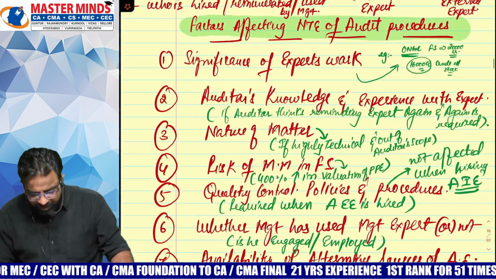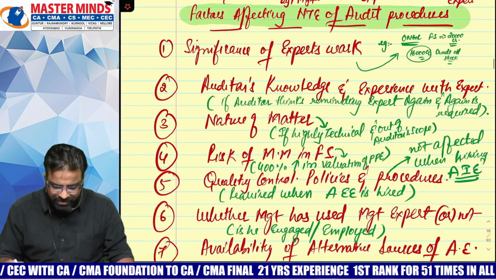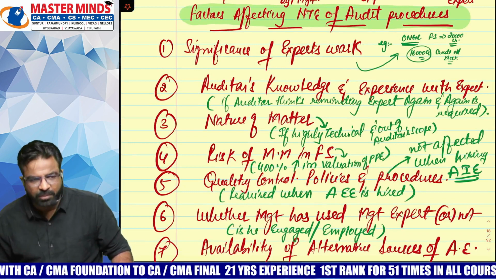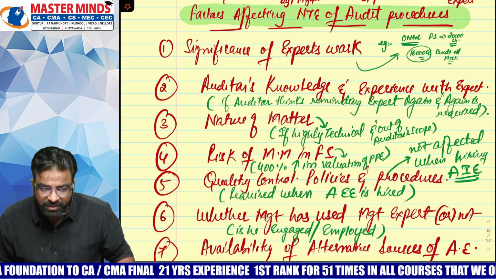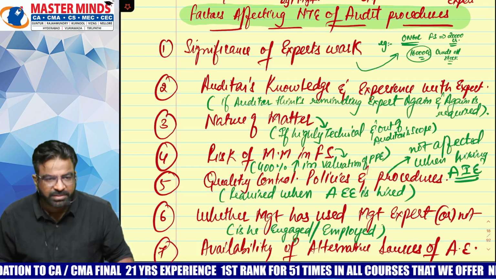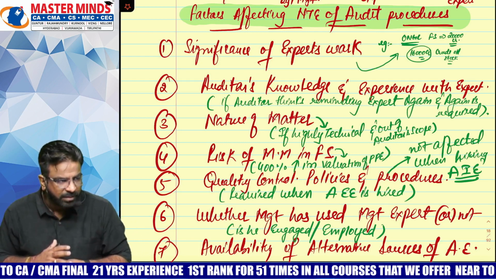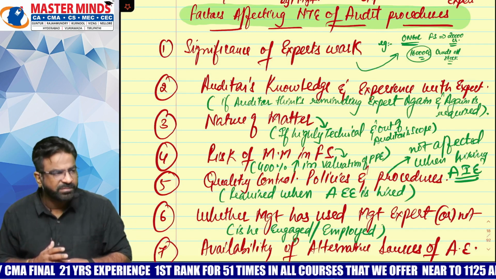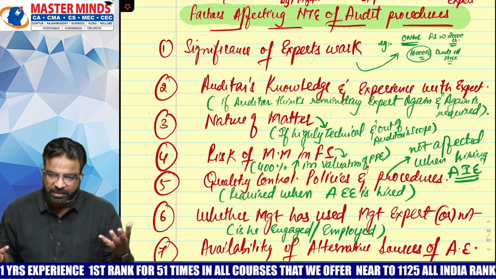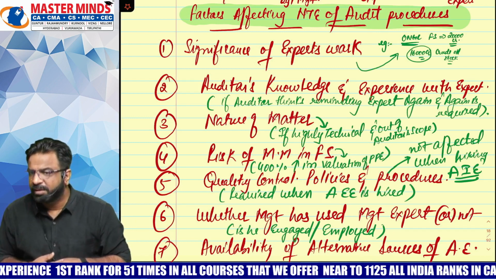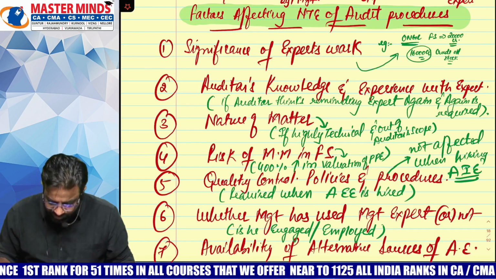Factors affecting the nature, time and extent of audit procedures. Significance of expert's work. Always remember you have to understand the significance of his work. First, you should see, do you need his work or not? Is he so much required or not? Say for example, in my audit, 60% of the things I need from the expert's mouth only. So tell me, is it significant enough? Yes. So I need the expert's work.